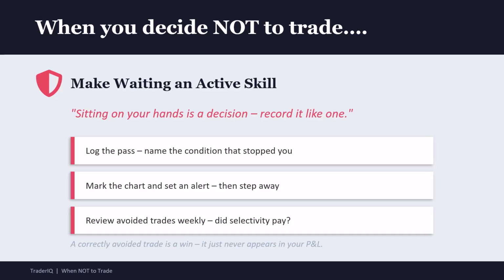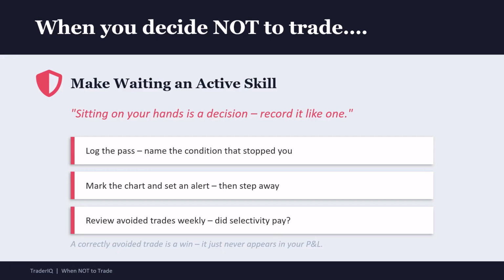So when you decide not to trade, I want you to really lock in that making waiting an active skill is your goal. Sitting on your hands is a decision. Record it like one. So actually physically record. We have an actual indicator that records trades that you chose not to take. But log it in a journal. Name the condition that stopped you, mark the chart and set an alert, then step away.